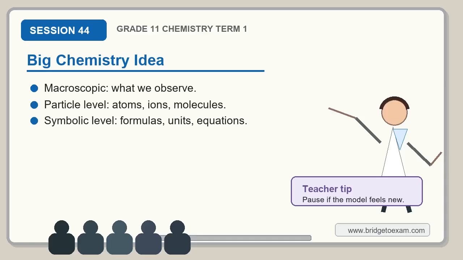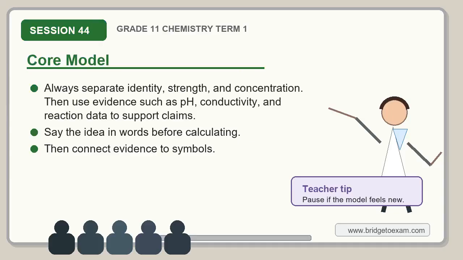When you feel stuck, ask, what did I observe? What are the particles doing? And what symbol or calculation represents it? The core model is this: always separate identity, strength, and concentration. Then use evidence such as pH, conductivity, and reaction data to support claims.